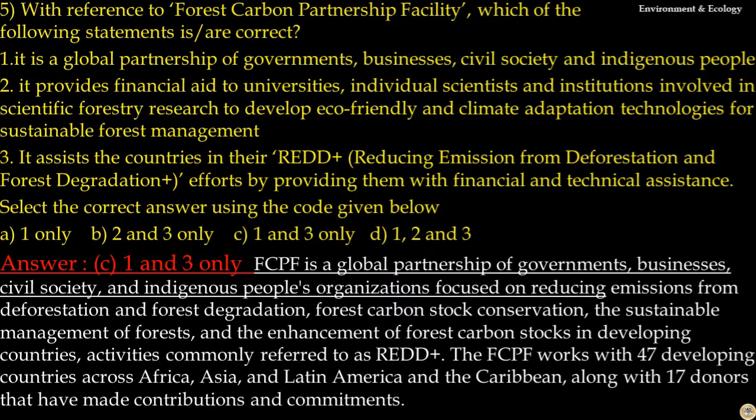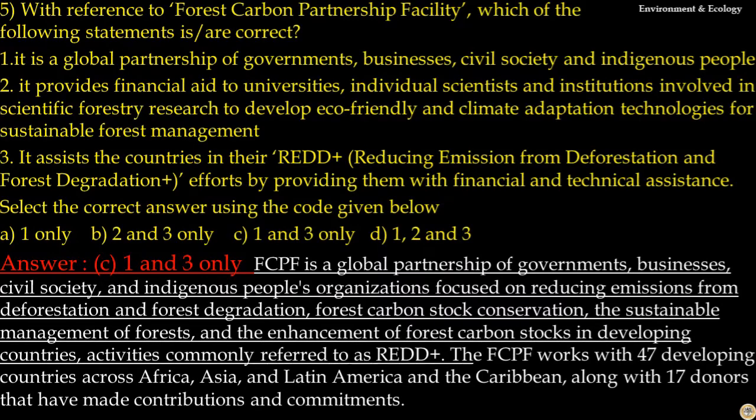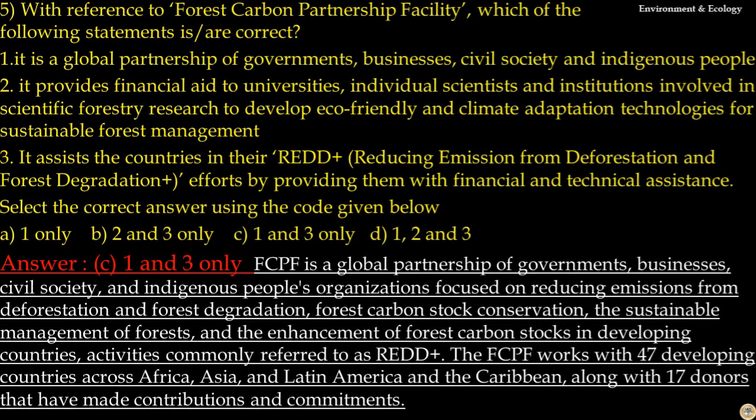Forest Carbon Partnership Facility is a global partnership of governments, businesses, civil society and indigenous peoples' organizations focused on reducing emissions from deforestation and forest degradation, forest carbon stock conservation, the sustainable management of forest, and the enhancement of forest carbon stocks in developing countries. That is, the activities commonly referred to as REDD+.